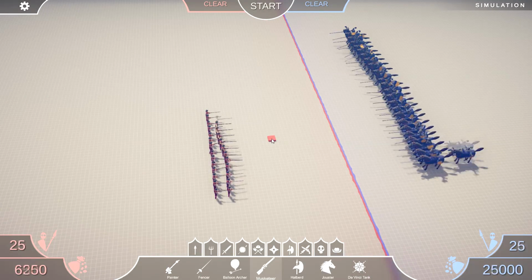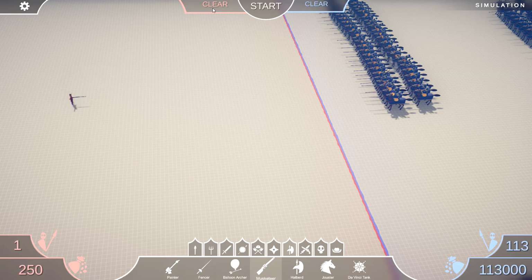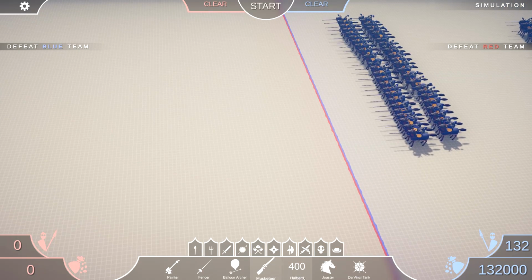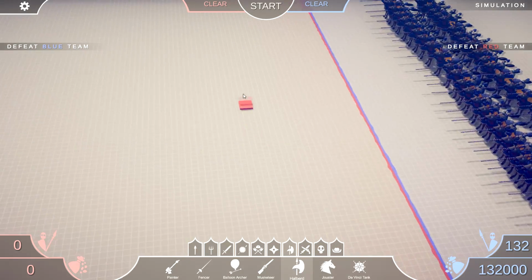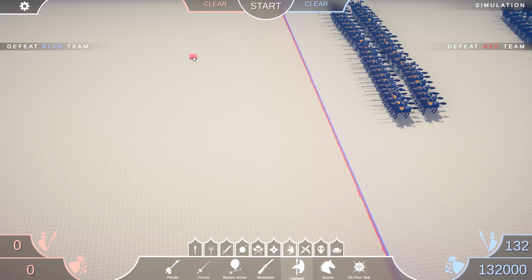There we go. So now what we're going to do is let's clear this. We're going to keep the same amount of cavalry. Get rid of them. Go, go, go, go, go. There we are. So now let's move to the halberd. Not pikemen. Same thing really though, aren't they? Or is there a difference? Tell me in the comments. So let's put these guys on the outside then.